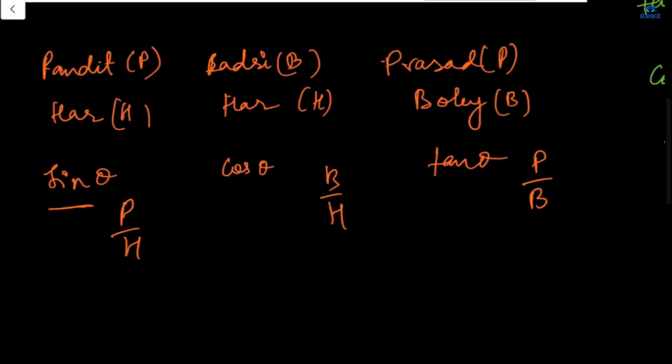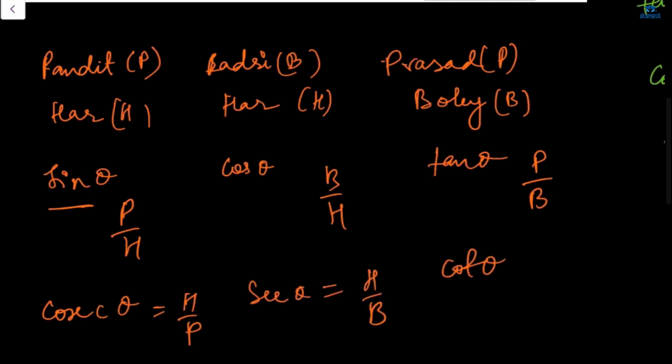And cosec will be just the reciprocal, so H upon P. Sec will be the reciprocal, so H upon B. Cot will be the reciprocal, so B upon P. I think it is very clear to you how to remember these trigonometric ratios the short way. They are very important. The main trigonometry will start with these 6 trigonometric ratios, and you will be seeing the relations and how to find out the values of trigonometric ratios.